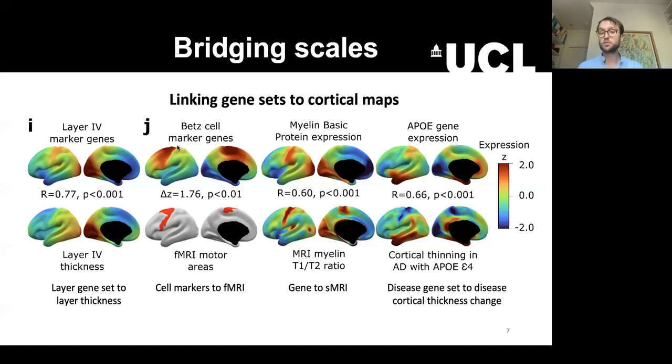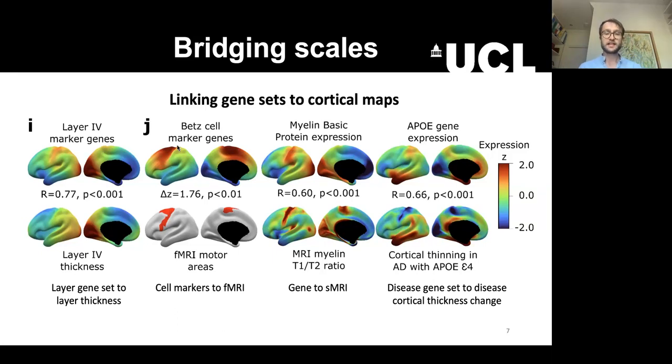And then the final example was linking disease gene sets to disease-related change in cortical thickness. So taking ApoE, and the ApoE4 variant of ApoE is associated with a high risk of developing Alzheimer's disease. And so using the OASIS dataset, we measured cortical thinning in Alzheimer's disease in individuals with this ApoE4 variant, and found that where you have more ApoE gene expression, you see more cortical thinning.